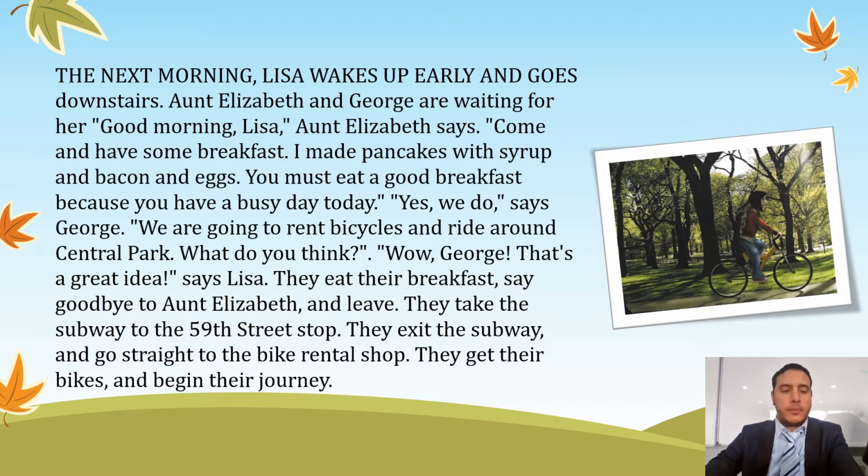Chapter 3. The next morning, Lisa wakes up early and goes downstairs. Aunt Elizabeth and George are waiting for her in the kitchen. "Good morning, Lisa," Aunt Elizabeth says. "Come and have some breakfast. I made pancakes with syrup and bacon and eggs. You must eat a good breakfast because you have a busy day today." "Yes, we do," says George. "We are going to rent bicycles and ride around Central Park. What do you think?" "Wow, George, that's a great idea," says Lisa. They eat their breakfast, say goodbye to Aunt Elizabeth, and leave.